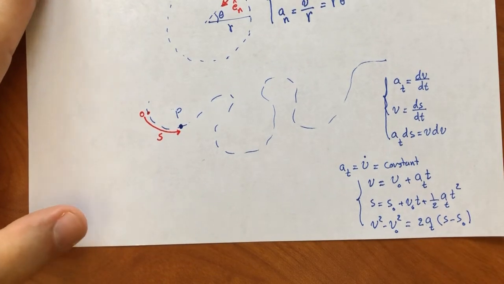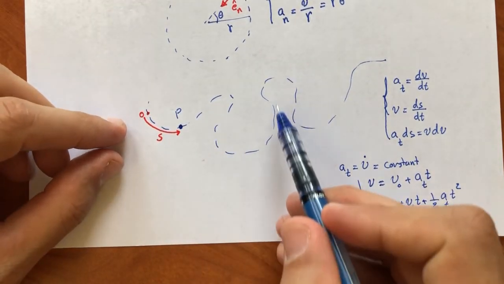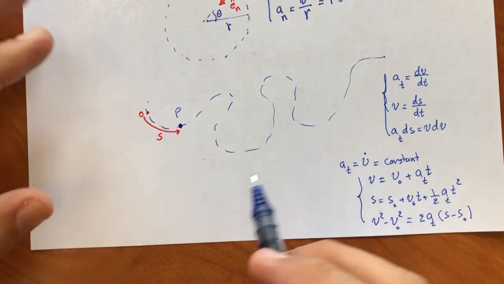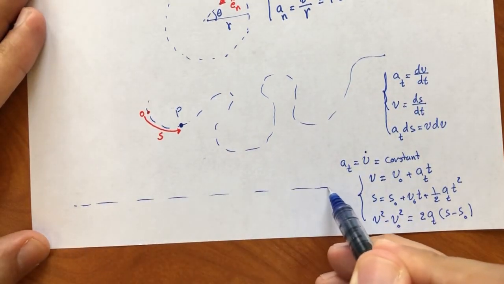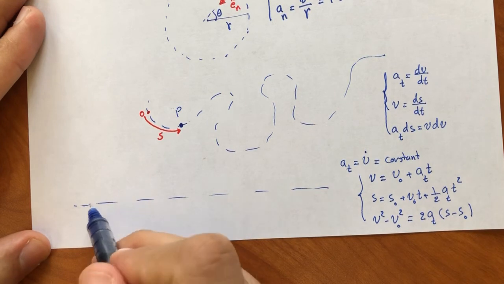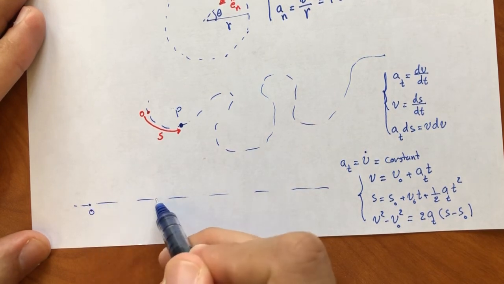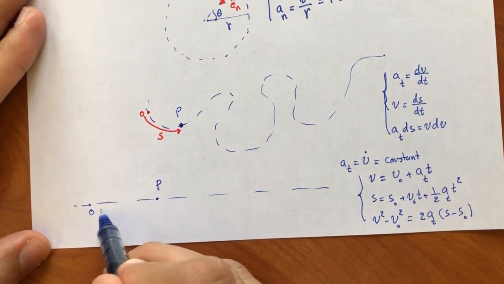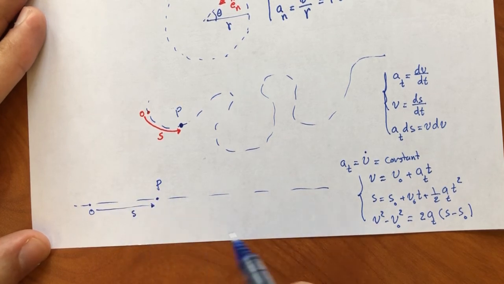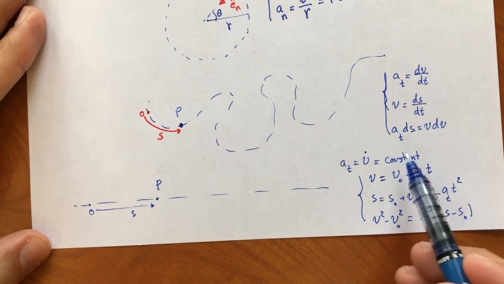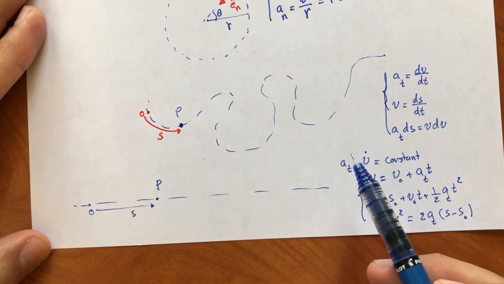What is the meaning of this? It means you can assume this path, this curvy path, just stretch it and make it a straight line. It's going to look like just a movement on a straight line. This is your origin, this is the location of P, and the distance from O to P is s. And all the equations that we have here are going to be valid for this curvy movement.